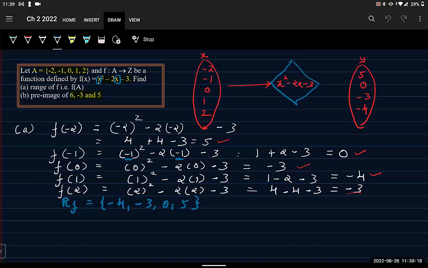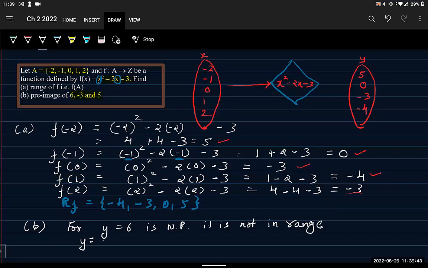From the range, we can say y never takes the value equals to 6. So for 6, I can directly write that y equals to 6 is not possible because it is not in the range. So its pre-image does not exist. Now for y equals to -3, the value of x is 2 and 0. So for y equals to -3, the value of x is 0 and 2. The pre-image of -3 will be 0 and 2.